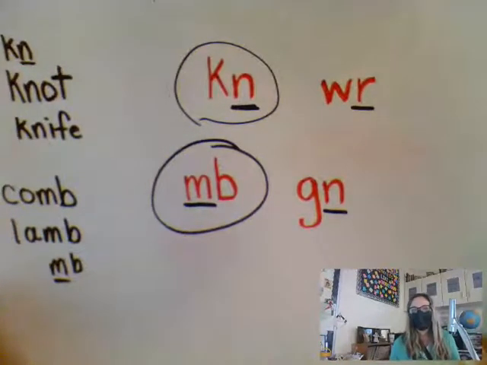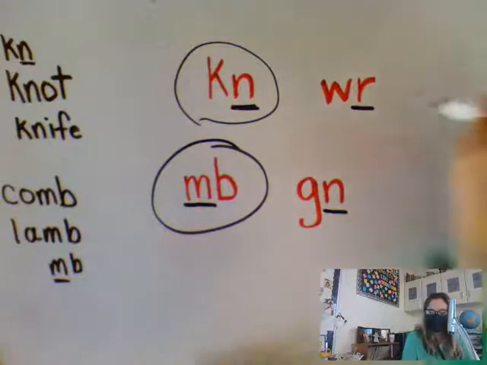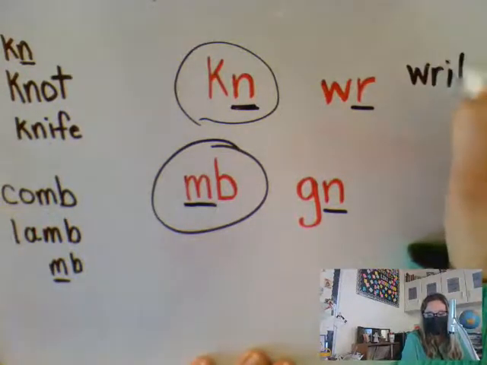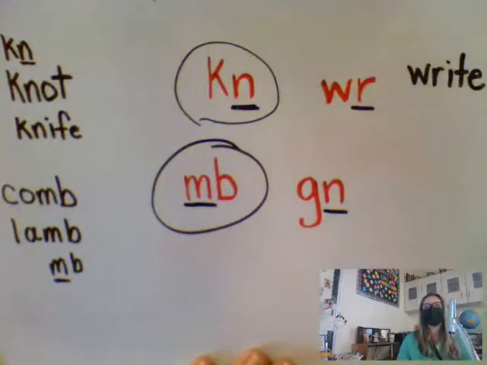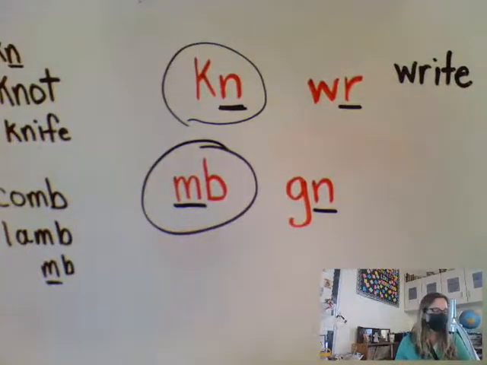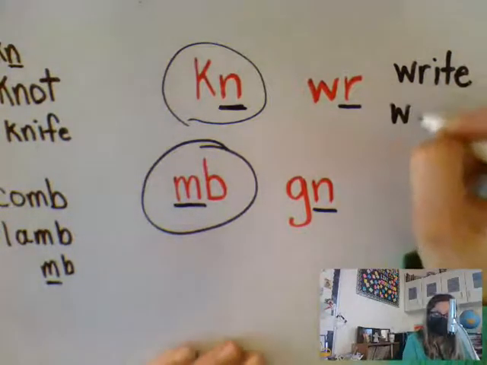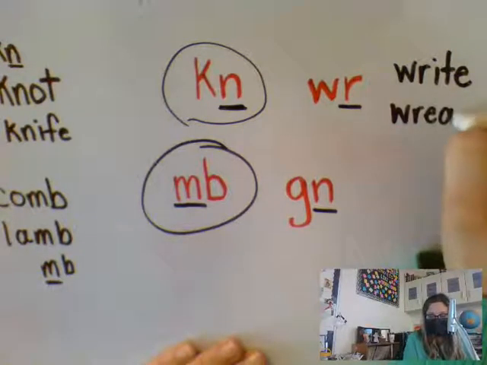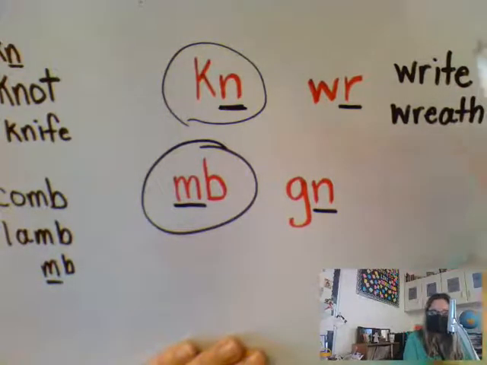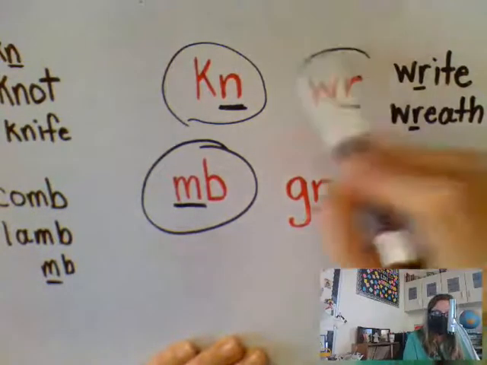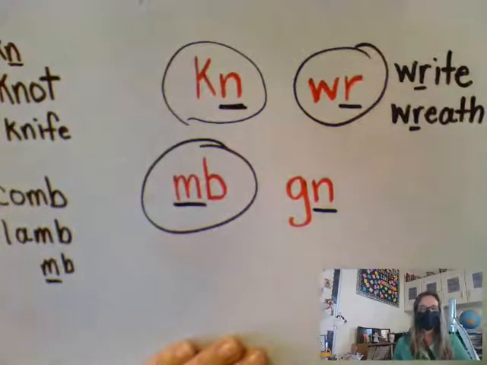Now let's look at our WR. I'm going to write a story. I'm going to write, not w-rite a story, but write a story, okay? Another one, on my door at Christmas time, I hang a wreath. Okay, I don't hang a w-reath, I hang a wreath. So you need to remind yourself that when you see that WR, you say the R sound.